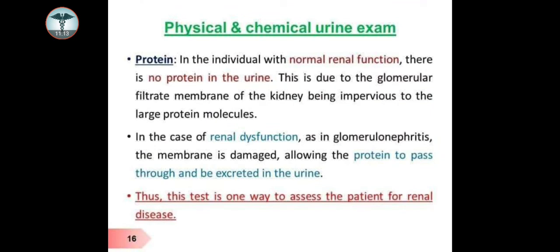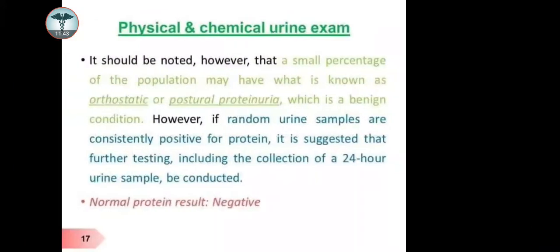Now let's move toward protein. In an individual with normal renal function, there is no protein in the urine. This is due to the glomerular filtration membrane of the kidney being impervious to large protein molecules. In the case of renal dysfunction, as in glomerulonephritis, the membrane is damaged, allowing the protein to pass through and be excreted in the urine. Thus, this test is one way to assess patients for renal disease.